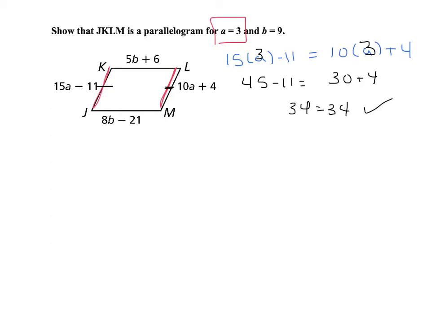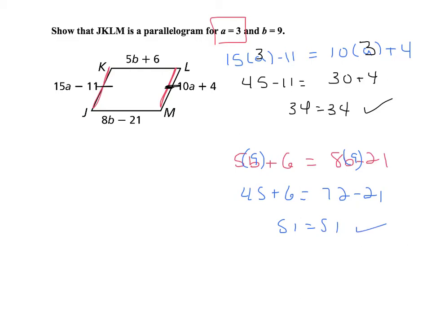Okay, now, the only other one that this could satisfy is if it had two pairs congruent, so let's check the other side as well. So I have 5b plus 6, and it's got to equal 8b minus 21. Remember, b is 9, so 5 times 9 and 8 times 9. We end up with 45 plus 6 equaling 72 minus 21. Well, does 51 equal 51? It sure does. So yes, we have both pairs of opposite sides congruent. So therefore this has to be a parallelogram.